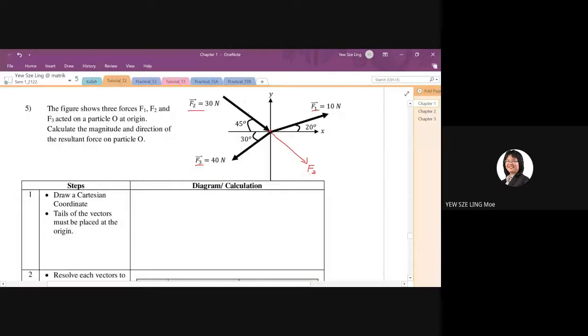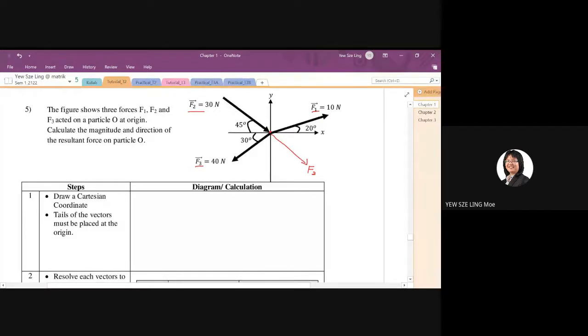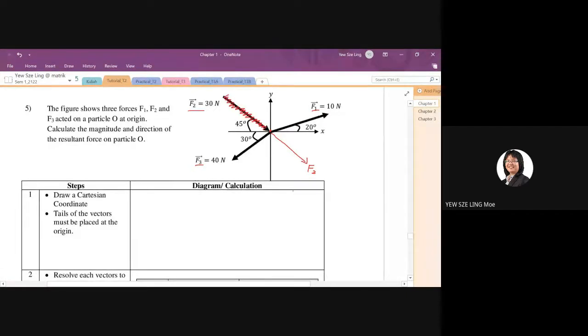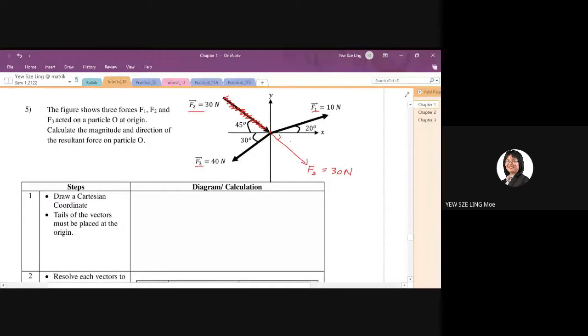So it means if you have any vector that is pointing towards the origin or towards the object, then you have to let it come out from the other side. So the original vector, we are going to remove it now. We don't want to include it in our calculation. So we have F2 here, and F2 is equal to 30 Newton. And here would be 45 degrees.